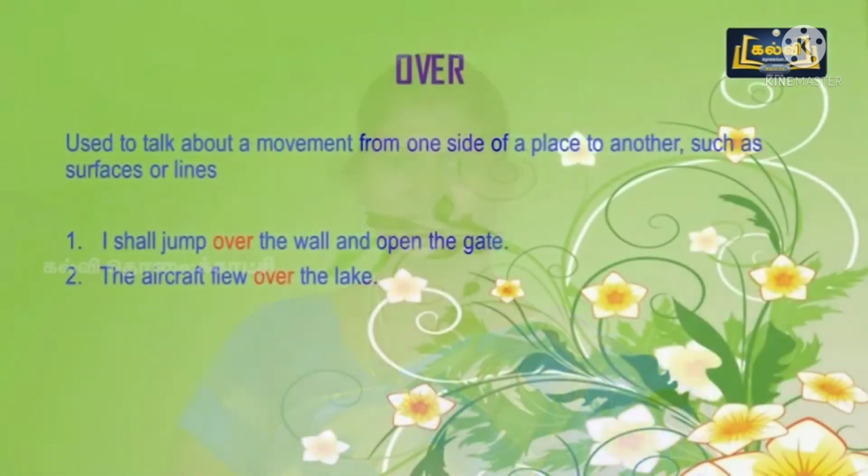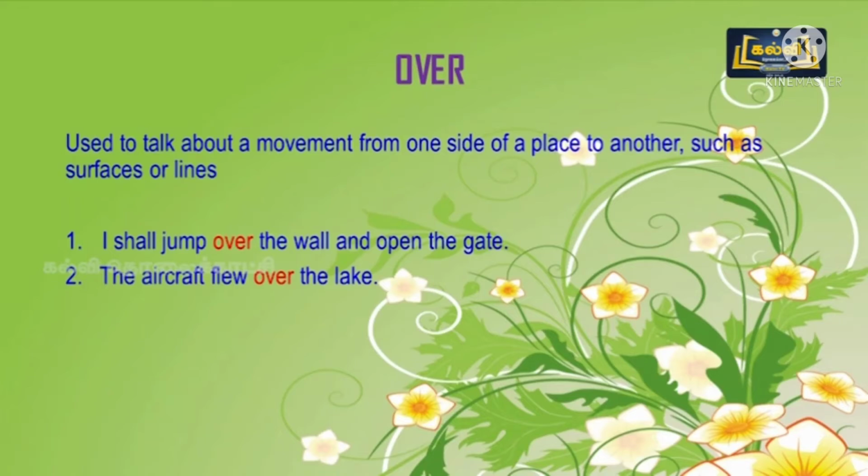Over. This is also a famous preposition you all know. Over is used to talk about a movement from one side of a place to another, such as surfaces or lines. For example, I shall jump over the wall and open the gate. The aircraft flew over the lake. Here you can very well understand the preposition.